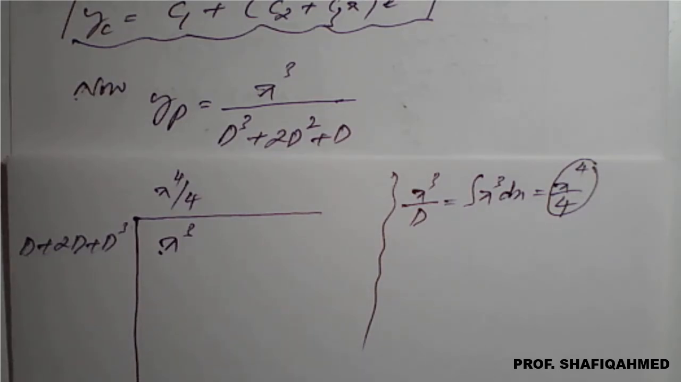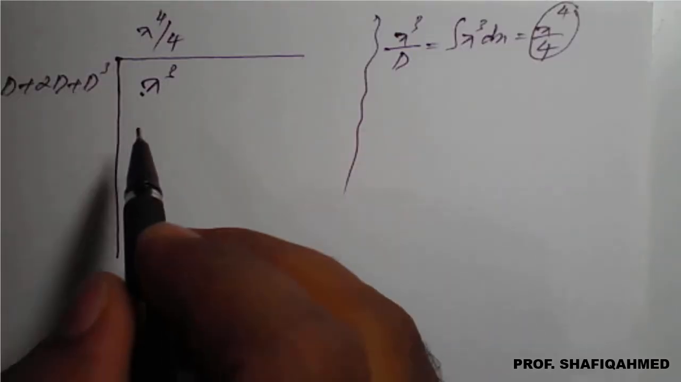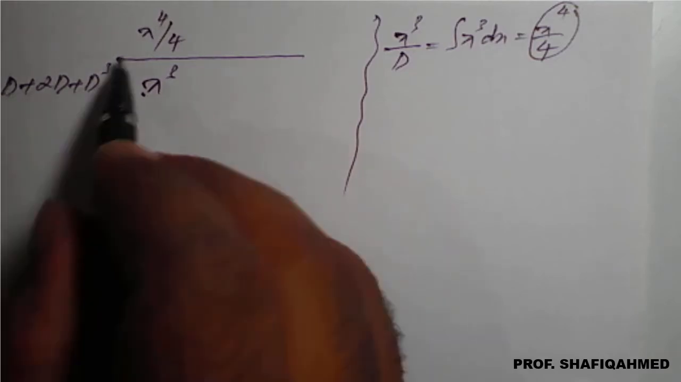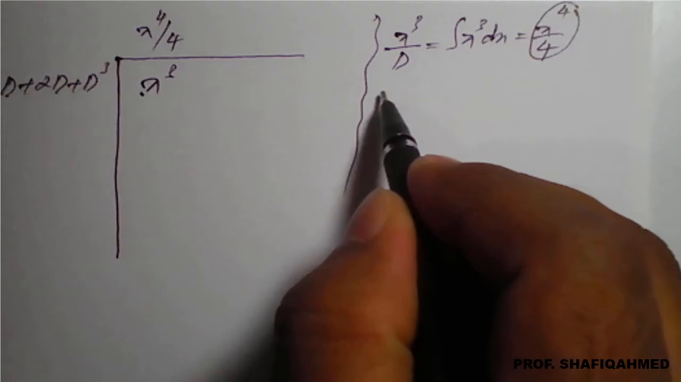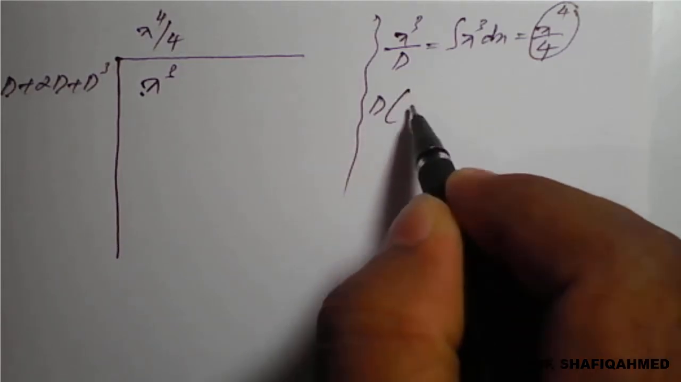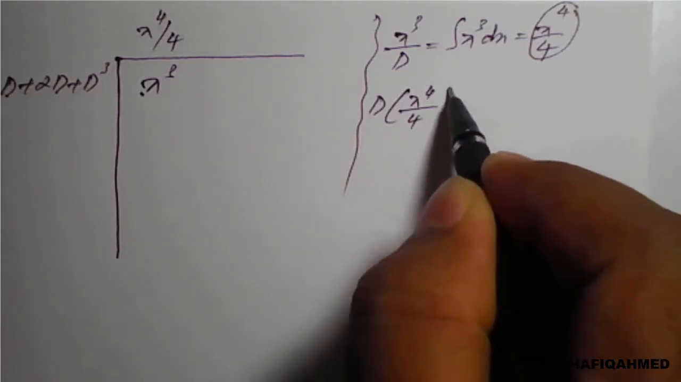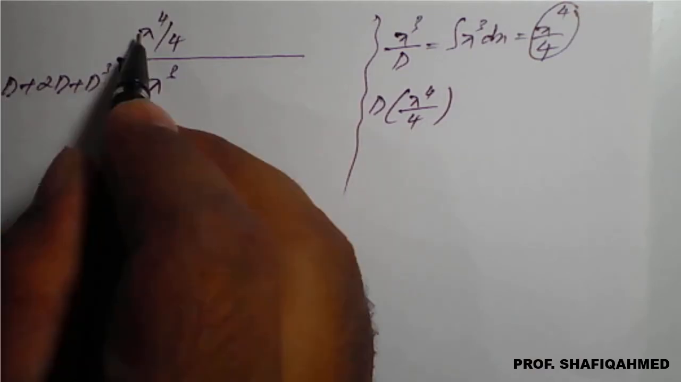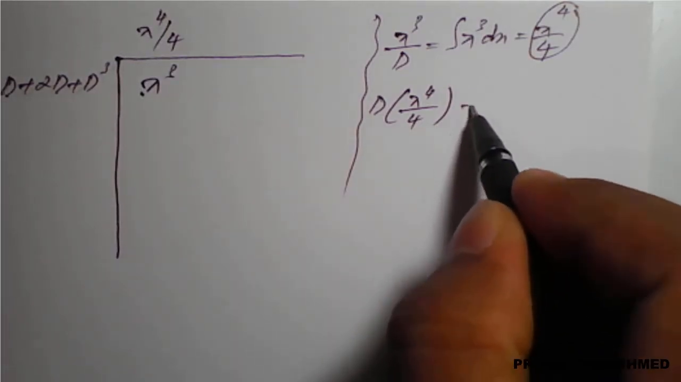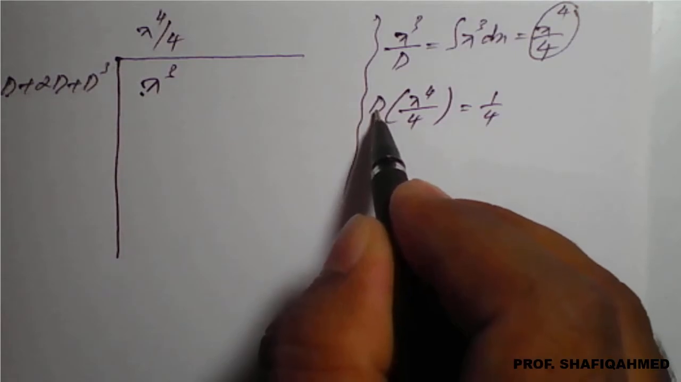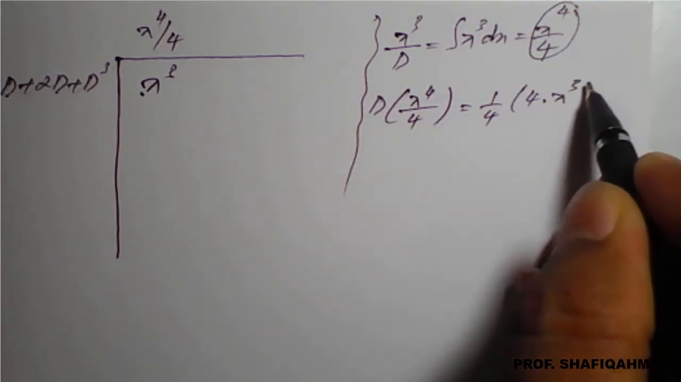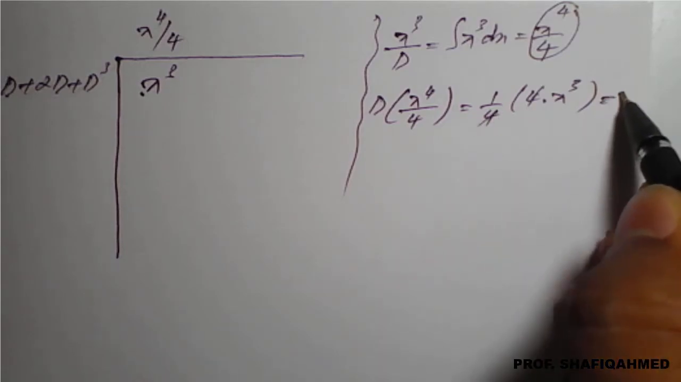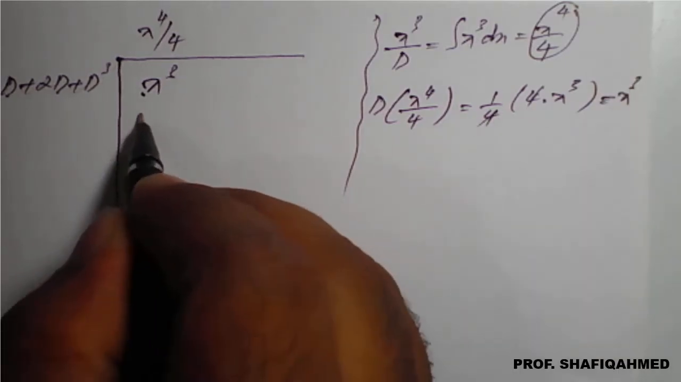So what happens, we'll see. Now d into x raised to 4 upon 4. Now we have to work out the differentiation of x raised to 4 upon 4. So d of x raised to 4 upon 4: 1 by 4 is a constant, and differentiation of x raised to 4 is 4 into x cube. So the 4 cancels, and we are going to get x cube here. That x cube we will write here.